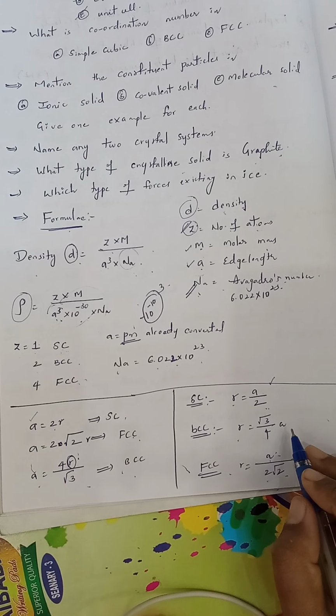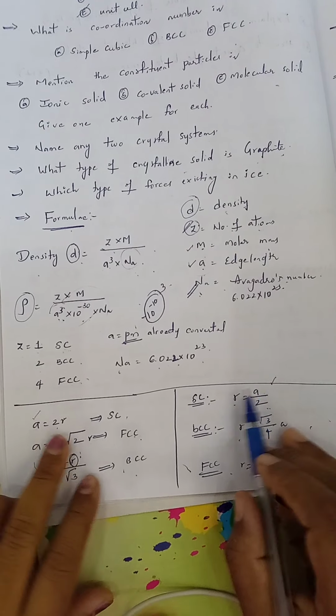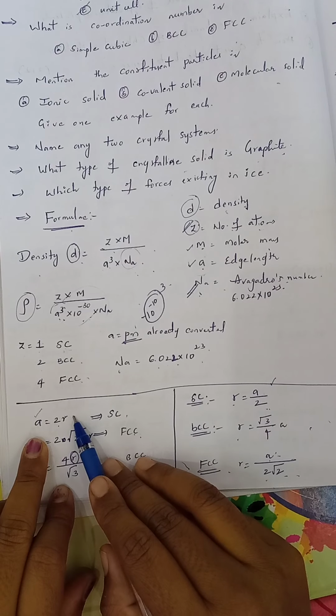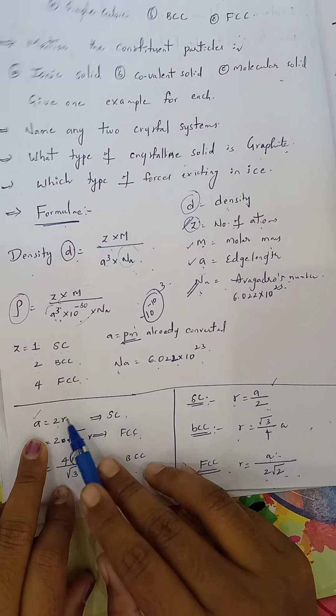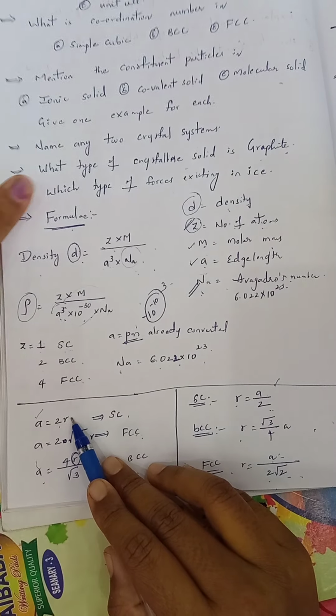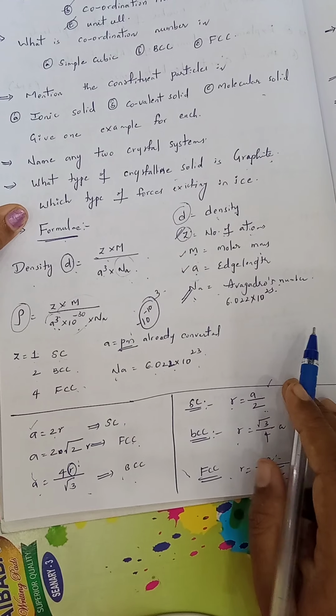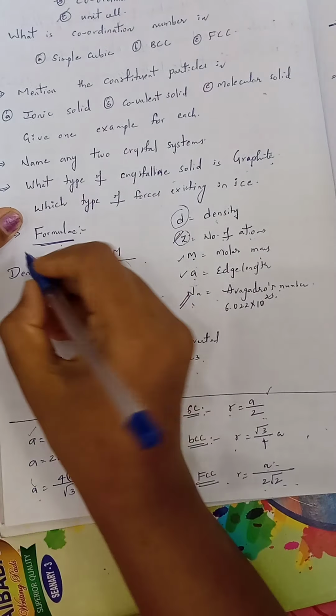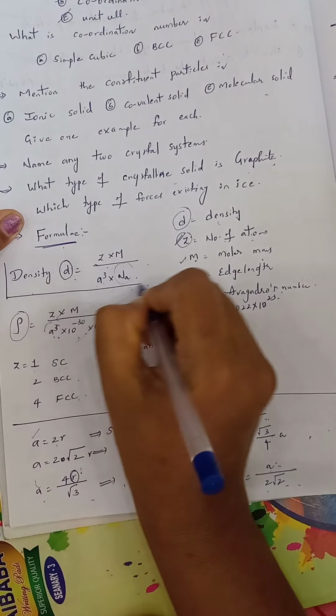Root 3 divided by 4 into a. So that means if edge length is given, you can find out r value. If r is given, you can find out a value for the three different types of unit cells. You need to remember this formula, that is density D equals Z into M divided by A cube into Na.